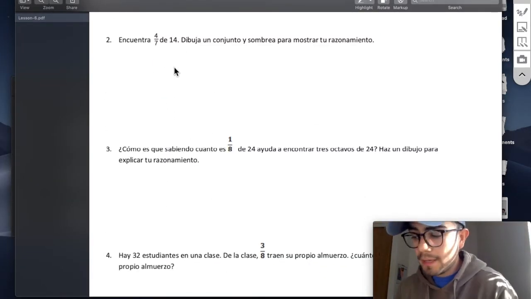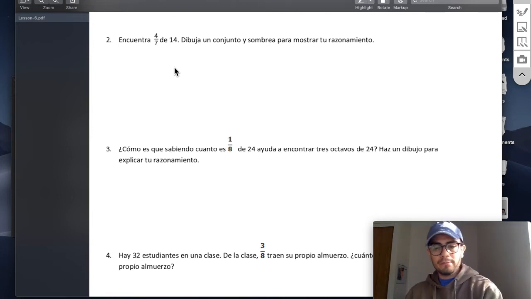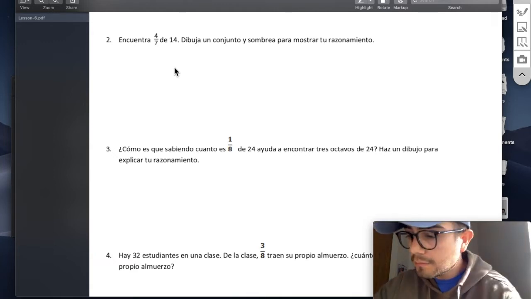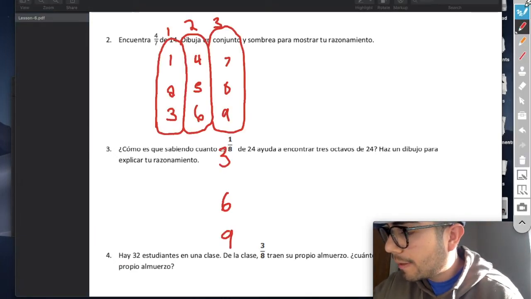Okay, perfect. Here in number 2, it's asking you to do the following. Encuentra 4 séptimos de 14. Dibuja un conjunto y sombrea para mostrar tu razonamiento. In other words, 4/7 of 14 is worth how much? So if we write it out, it looks something like this.